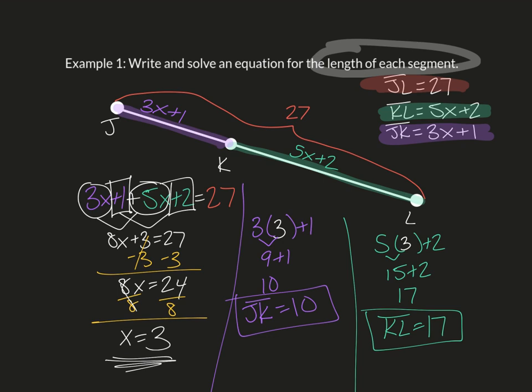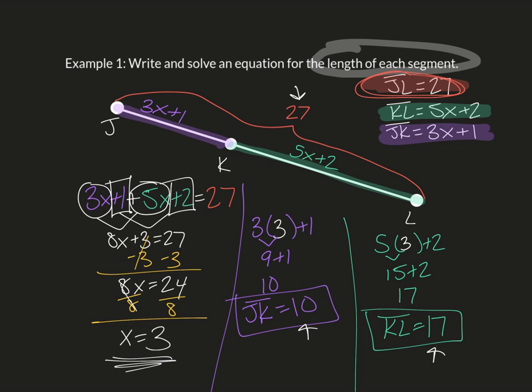And of course, we already know that the red portion is 27 because that was given to us in the problem. So now we know the entire segment length, we know the purple part is 10, and we know the green part is 17. Also, notice 10 plus 17 does equal our 27. If you end up with numbers that don't make sense, that means there's probably an error somewhere. So make sure you check it.